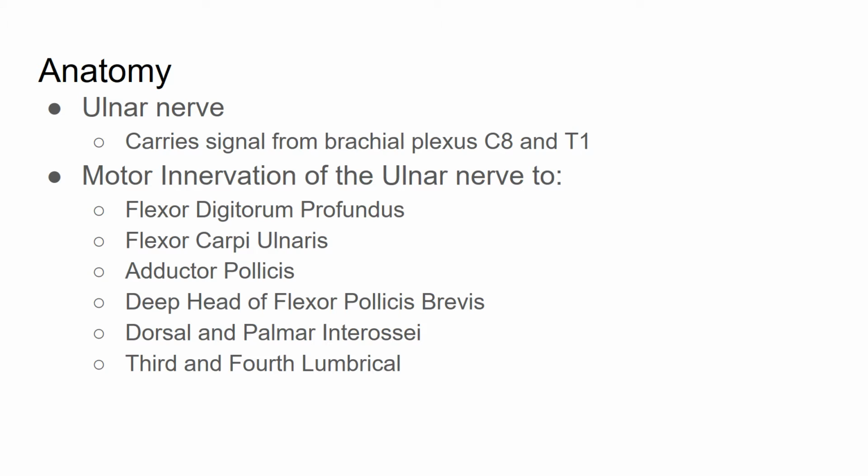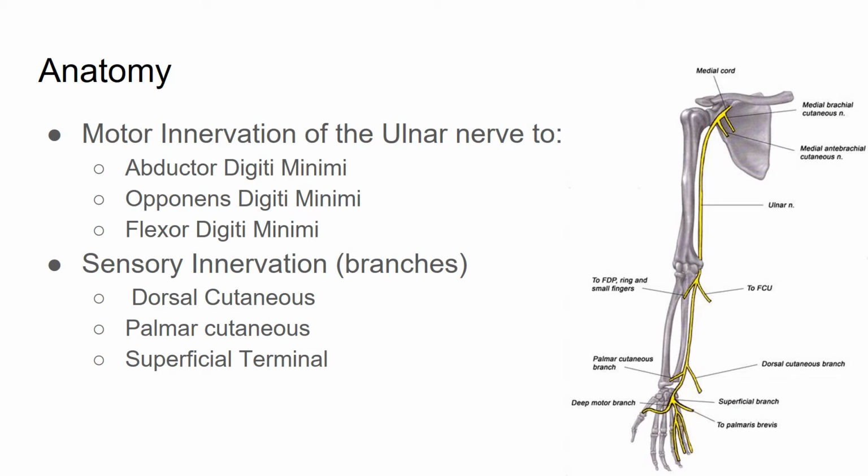The ulnar nerve provides motor innervation to many of the muscles along its course, including the flexor digitorum profundus, flexor carpi ulnaris, adductor pollicis, the deep head of the flexor pollicis brevis, dorsal and palmar interossei, and the 3rd and 4th lumbricals. The ulnar nerve also provides motor innervation to the adductor digiti minimi, opponens digiti minimi, and flexor digiti minimi.